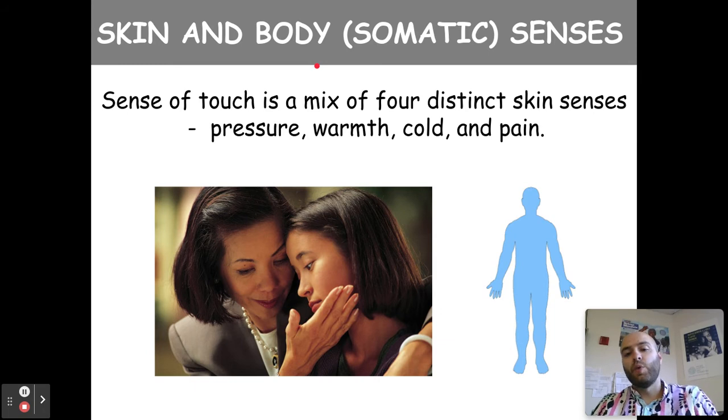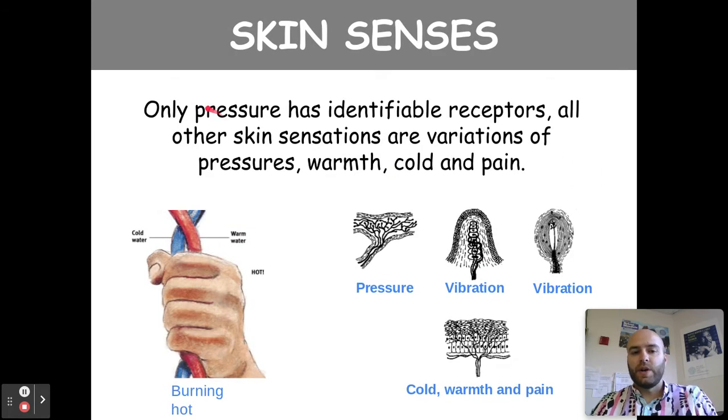And our sense of touch has four distinct skin senses within it: pressure, warmth, cold, and pain. So we have these receptors that help us identify these things through our sense of touch. Of these skin senses, only pressure has identifiable receptors. All other skin sensations are variations of pressure, such as warmth, cold, and pain. And you can see the different receptors and the way that they look. These neurons are a little bit different in the way that they're structured when you're taking in pressure versus different vibrations. Cold, warmth, and pain all look like this, right? So pressure is a big one.